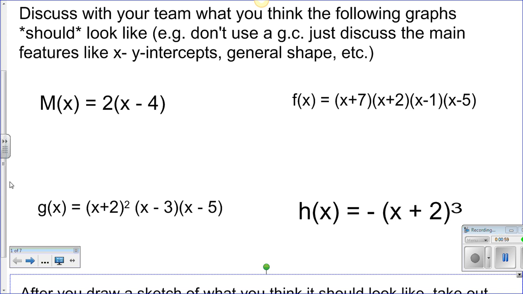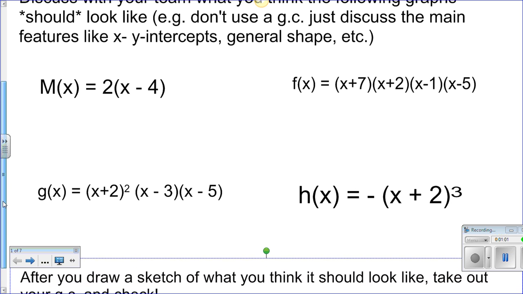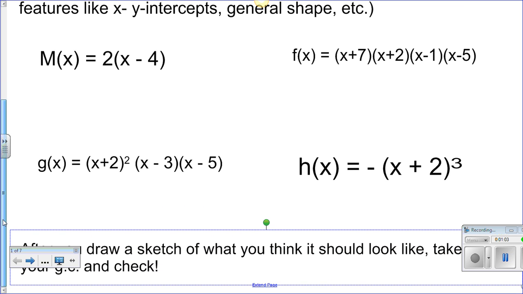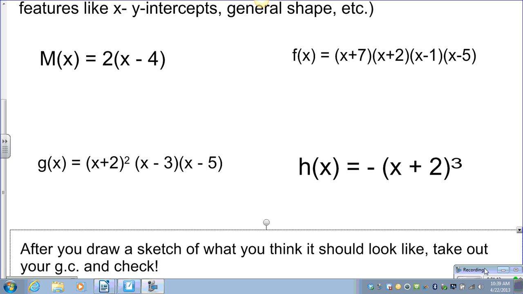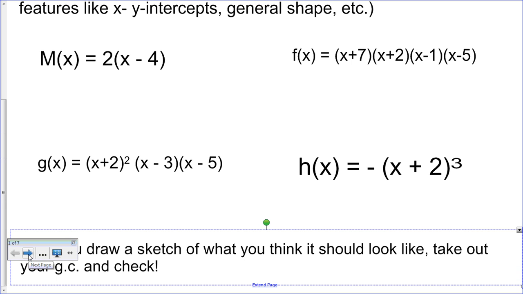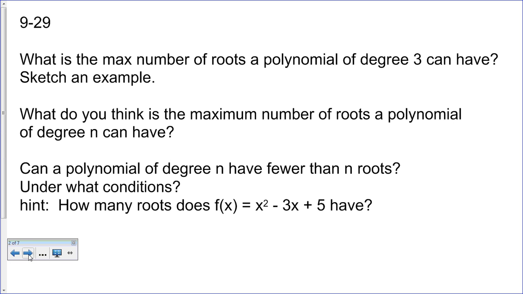But for each one of these, I want you to just draw a sketch of what you think that it'll look like. And then after you're done doing all 4 of them with your team, go ahead and take out your graphing calculator and check it out and see if you were right. So that's your first task. And then the sub can pause this until you're done.